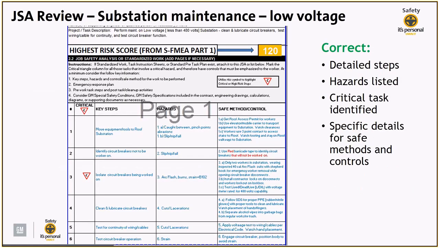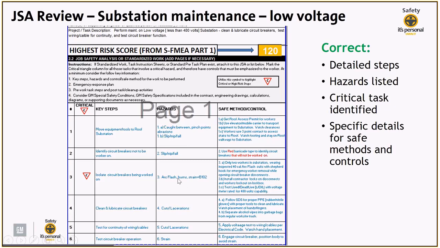All right, this is a really good example of where the seller did a really good job of listing the key steps for the job. In addition, they have a critical identifier listed for the ones that we really want the worker to pay close attention to, where they can be seriously injured or killed, because they even have the hazard here of arc flash, burns, etc.